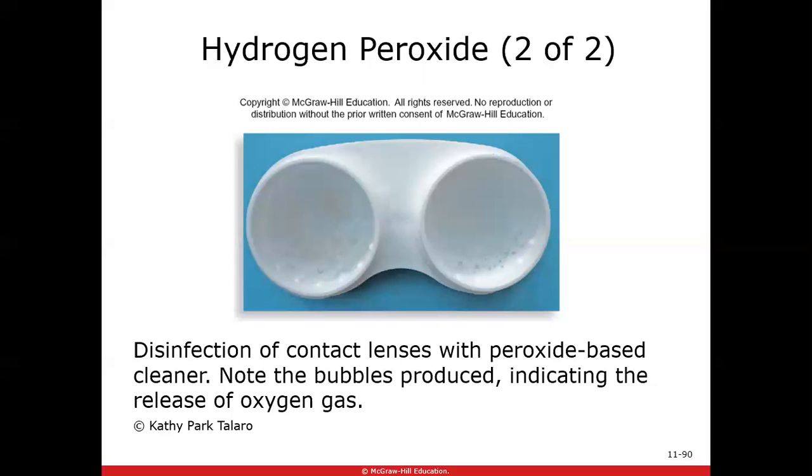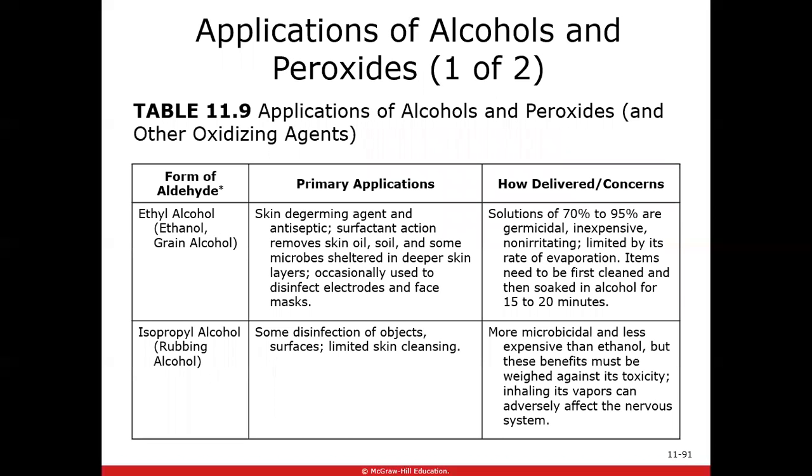That's important to know as well for the quiz at least, but it's also good to know if someone has contacts and looks at the solutions on the cleaners for the contact lens. You'll see hydrogen peroxide. Ethyl alcohol, solutions of 70 to 95% are germicidal. It's very inexpensive. It's non-irritating. It's limited by its rate of evaporation. So primary applications are as a skin degerming agent and antiseptic.